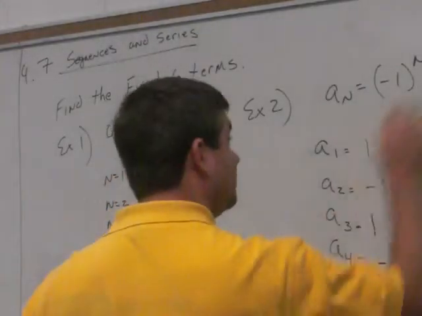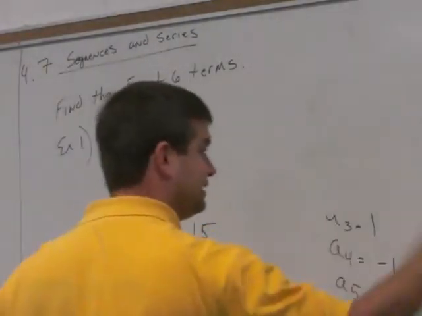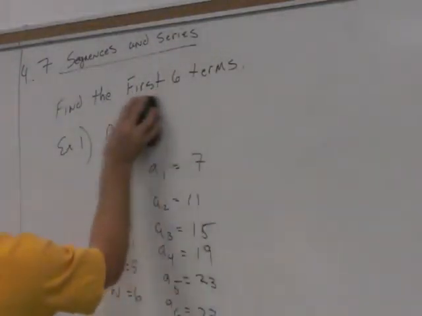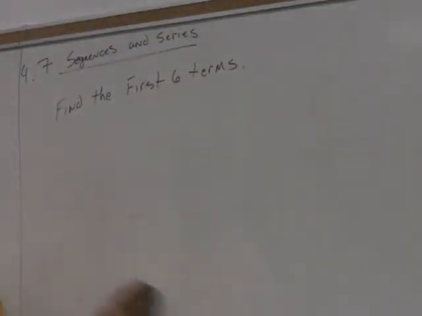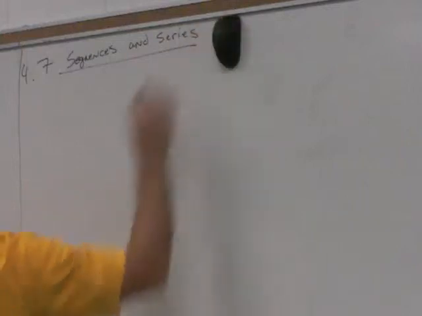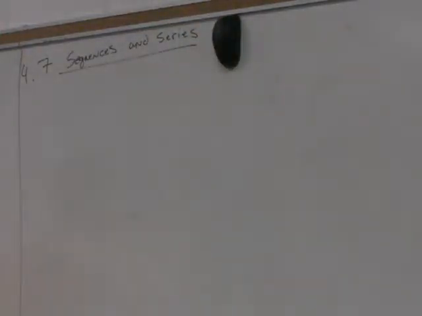Okay? Questions? All right, now let's look at the next concept. What do you think it's going to be? Instead of me giving you the rule and saying find the first 6 terms, what are they going to do? They're going to give you the first 6 terms and ask you to do what? You've got 3 things to do, but one of them is write the rule. Very good. All right, so here we go.